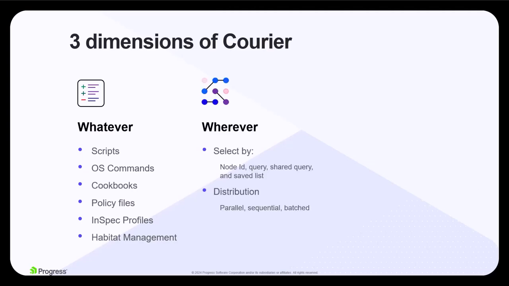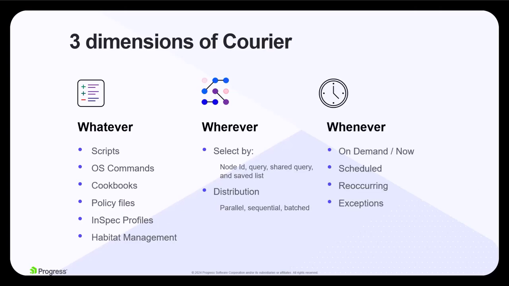The wherever, which is the where and how jobs should be run, with the ability to control the distribution and sequence to control the blast radius within the infrastructure. And lastly, the whenever, scheduling capabilities to control whether jobs run immediately or are scheduled in the future and reoccurring, with the ability to control exceptions.